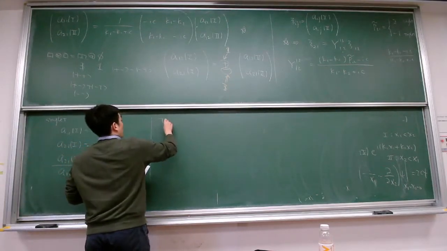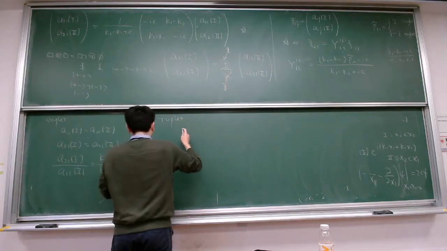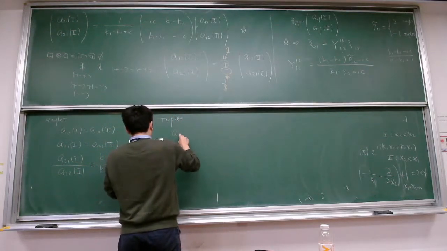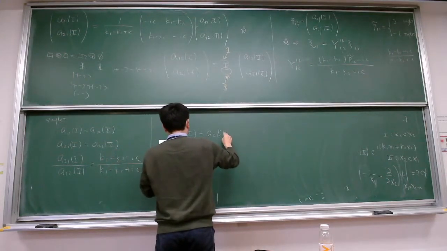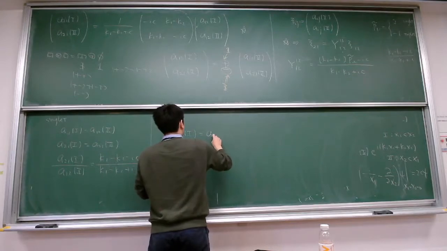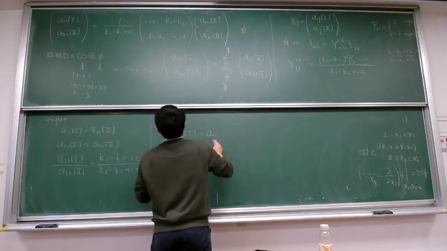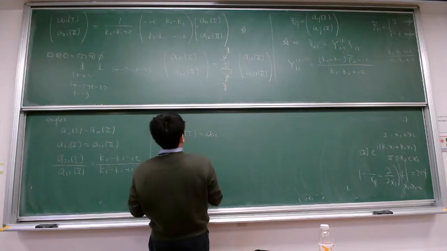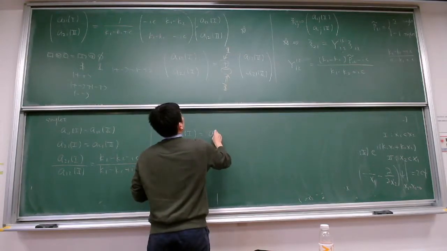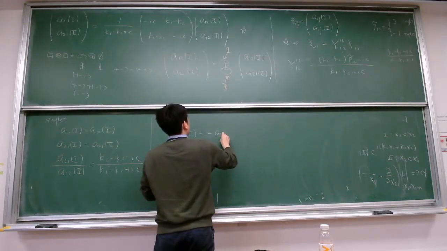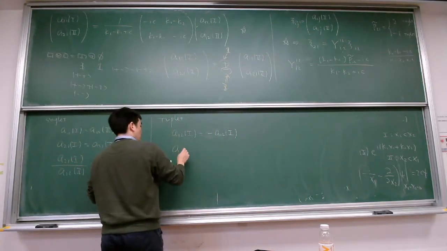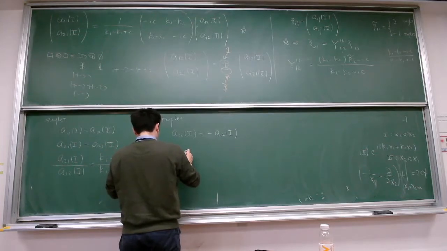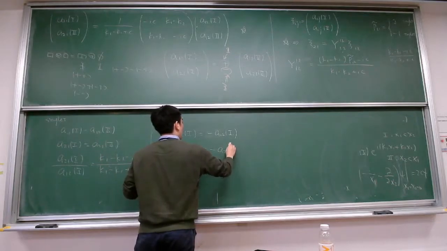But in the triplet case, you can have A12 of region 2 equal to minus A12 of region 1, and then A21 of region 2 is equal to minus A21 of region 1.